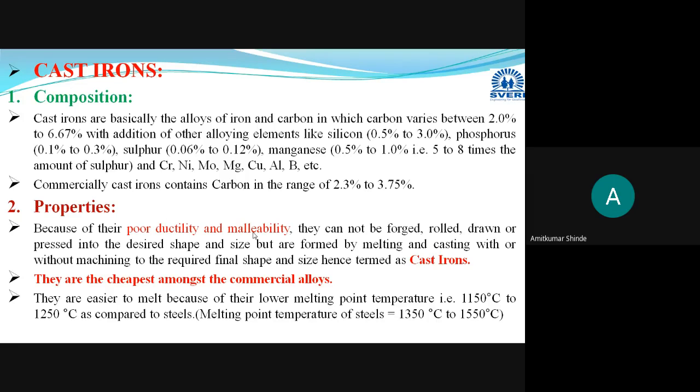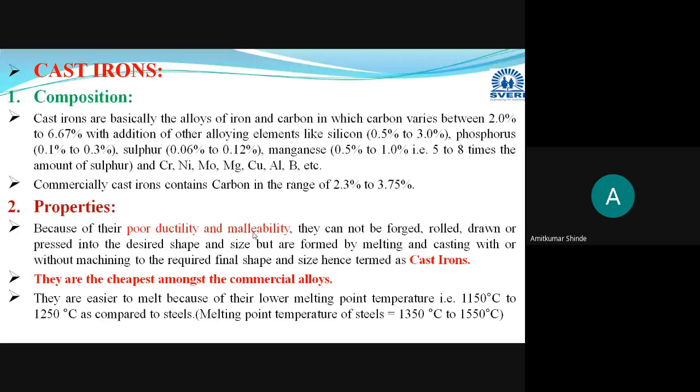Due to very poor ductility and malleability, we cannot give the desired shape and size to a product by using the forging process, rolling process, drawing process, or different pressing processes. It is not possible to give the desired shape and size to these materials by regular processes like forging and rolling. We can use only the casting process for these alloys, by melting them and casting.